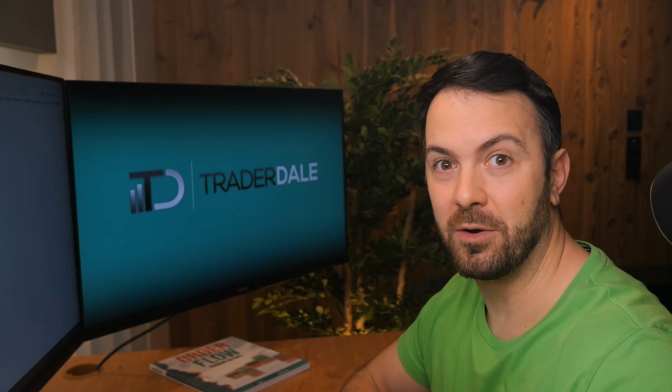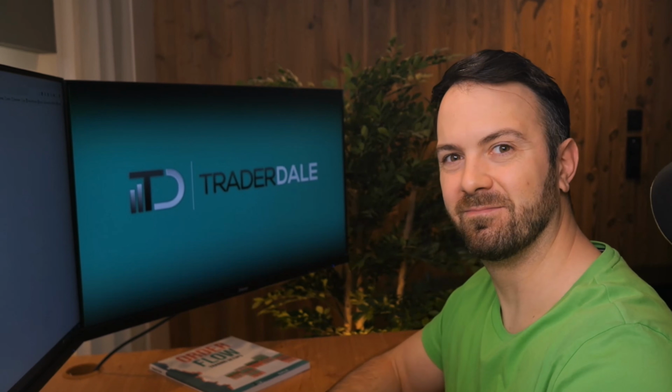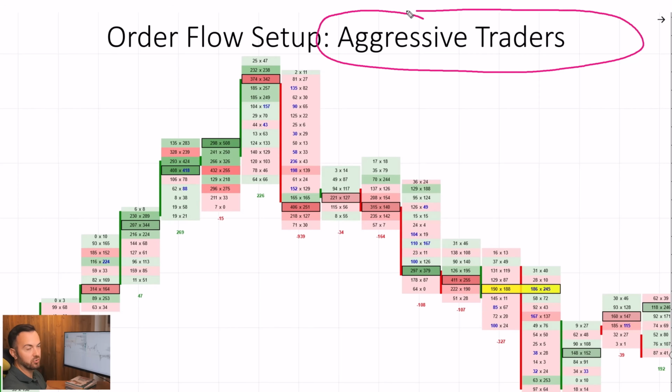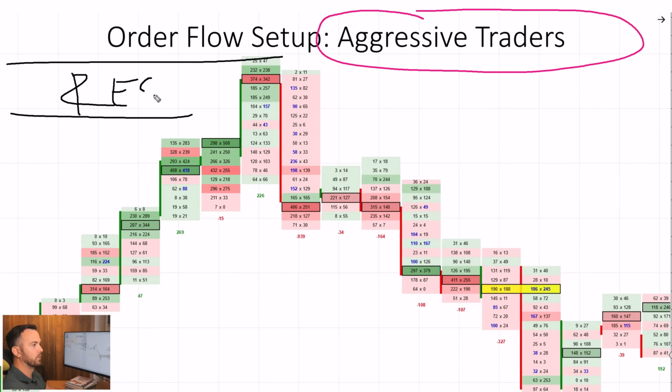So in this video, I'll show you exactly how to go about this. Now, another concept is aggressive traders. You want to keep an eye on those, especially when price reaches a strong support or resistance zone. So imagine that in here we had a resistance. Again, it doesn't really matter if it was based on volume profile or VWAP or whatever. We had a resistance, and when the price reached that resistance, aggressive traders start to show up.